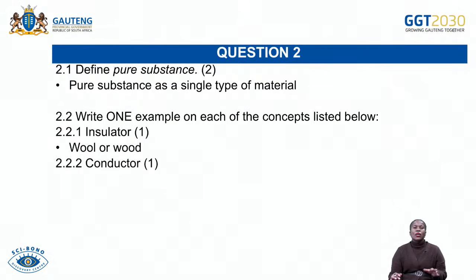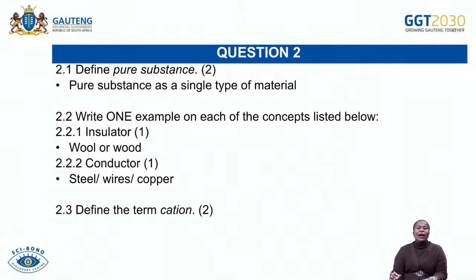And then for a conductor, we know good conductors of electricity and heat are those metals on the far left-hand side of the periodic table. We're talking about copper wire, aluminium, steel, any of those ones.